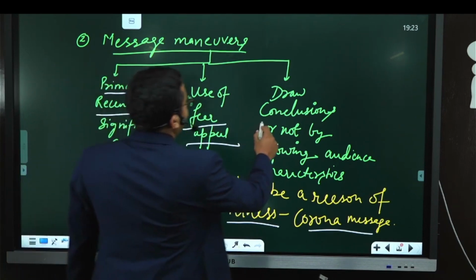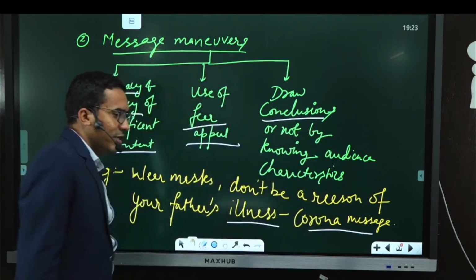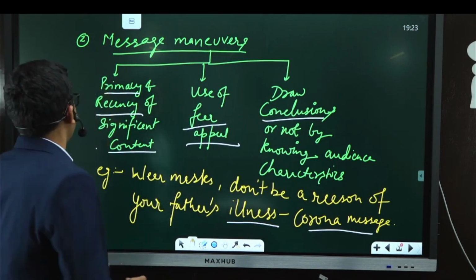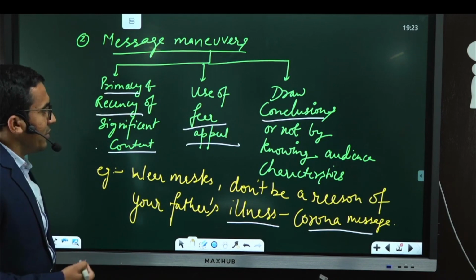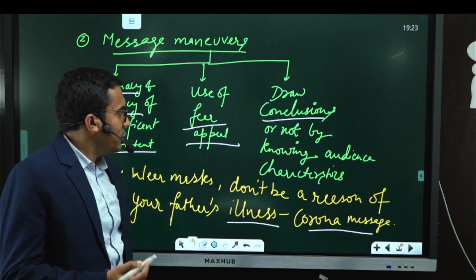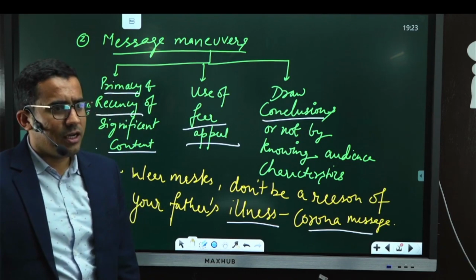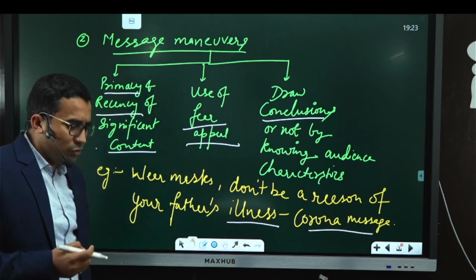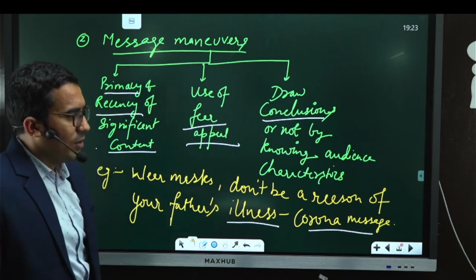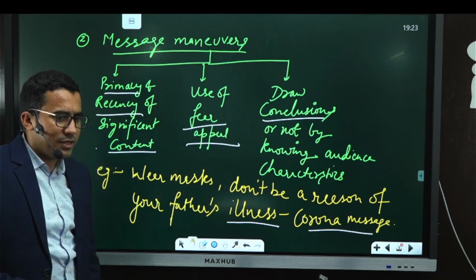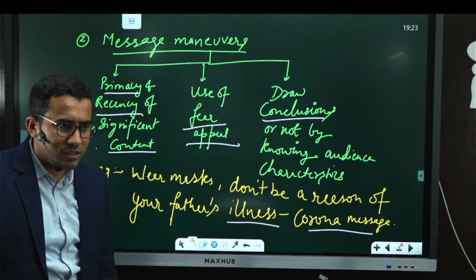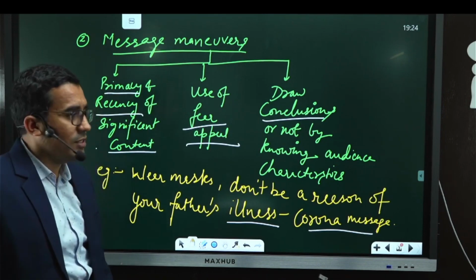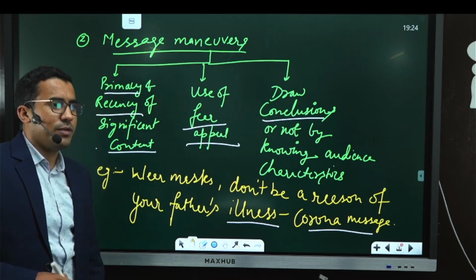Then another aspect of message maneuvering is conclusion. If your population or the people you are addressing are very much educated, there is no need for conclusion drawing. Like you tell them the content, these are the aspects in corona, you decide what to do or what not to do. But when your population is not that literate, you have to tell them you have to maintain social distancing, you have to wear a mask, there's no need to go outside without any reason. So there you need to draw conclusions for them.